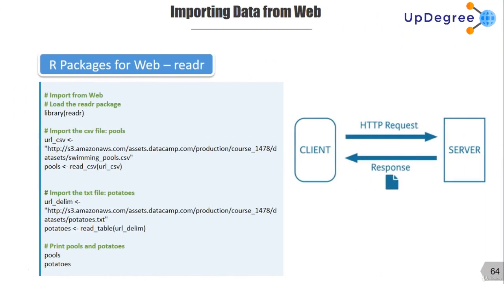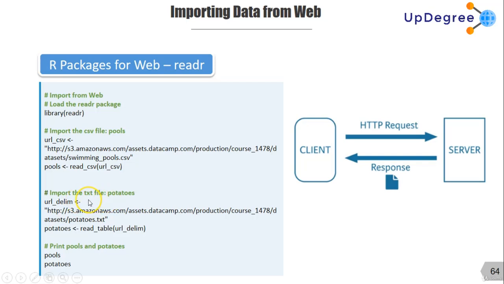Now if you have any web link, suppose this is a URL where the swimming pool.csv data is there. What you can do, if you remember earlier also we were using read_csv, and between the brackets we were giving the path name. So basically we are storing this path name in url_csv, and now we are just passing that url_csv, and the swimming pool data would be stored in pools. Similarly, this is about importing a CSV file using a web URL.